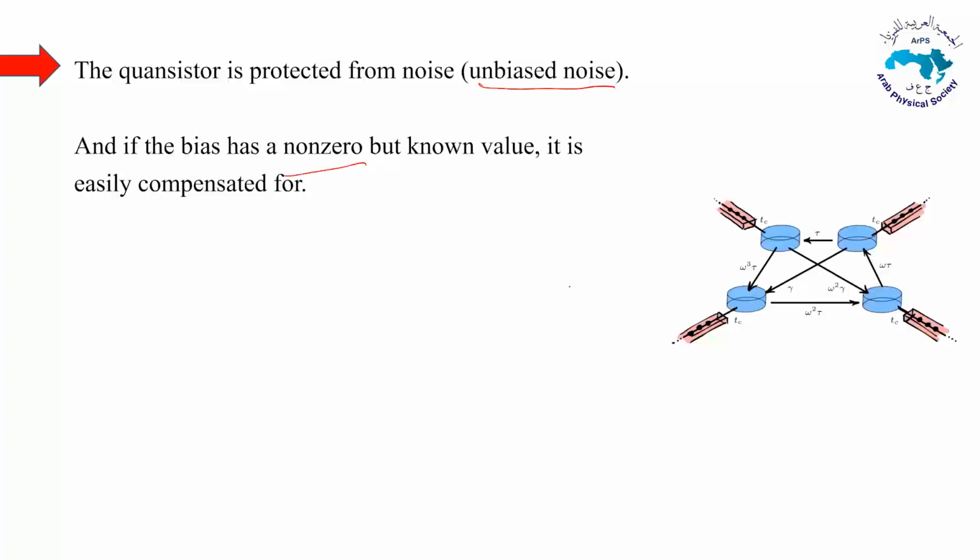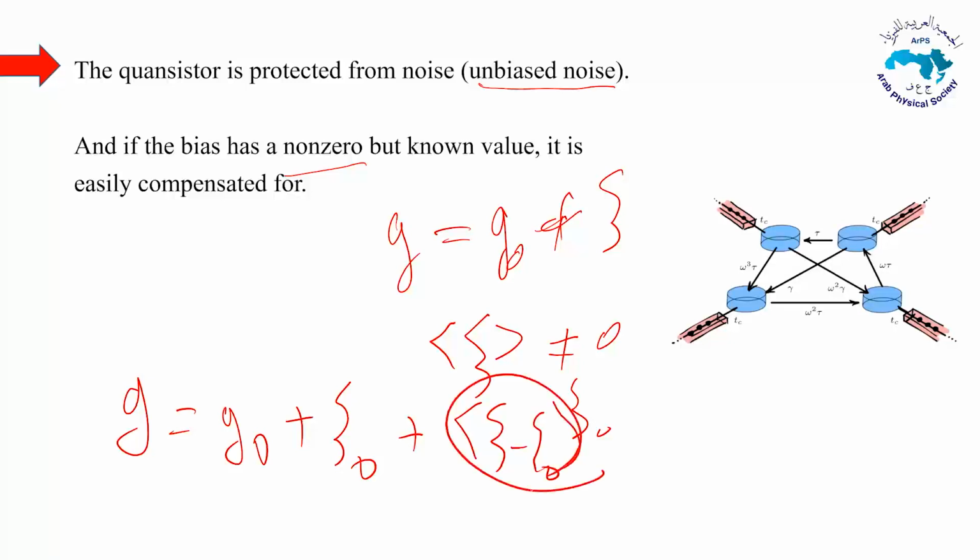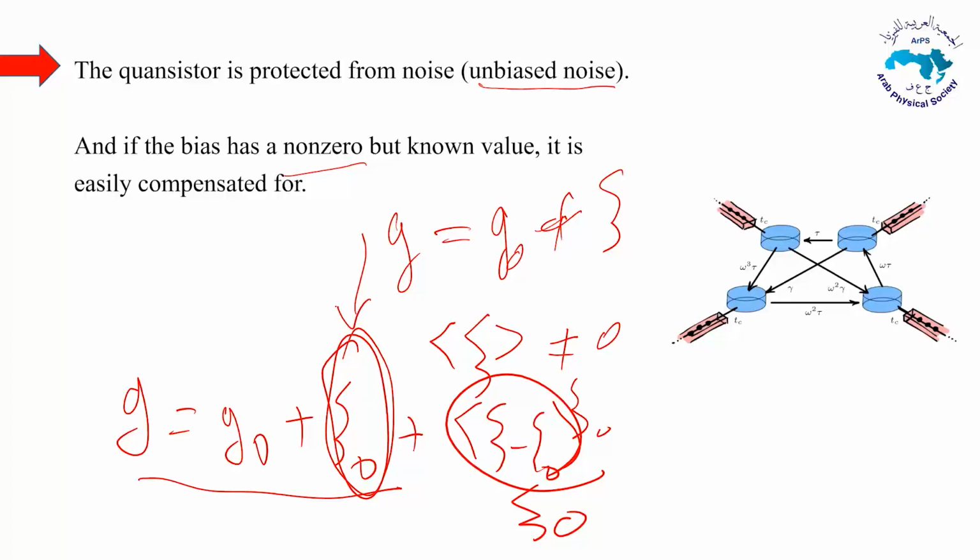But if you have G, for example G0 plus epsilon, where the average of epsilon is non-zero, something like epsilon 0, there is no problem. I can write G as G0 plus epsilon 0 plus a fluctuation, and I know the fluctuation averages to 0. Once I know the average, I just shift it, so there is no problem. That means zero or non-zero, there is no problem. Our system is stable once I know the average of our basic points.